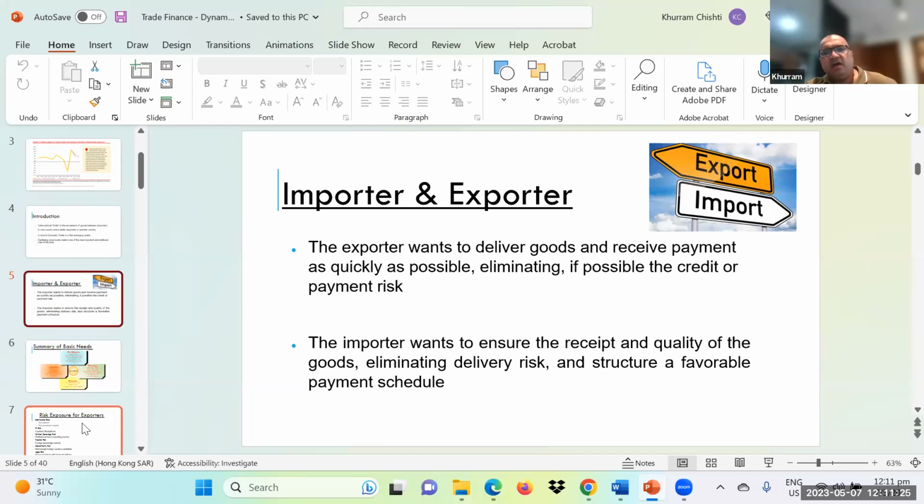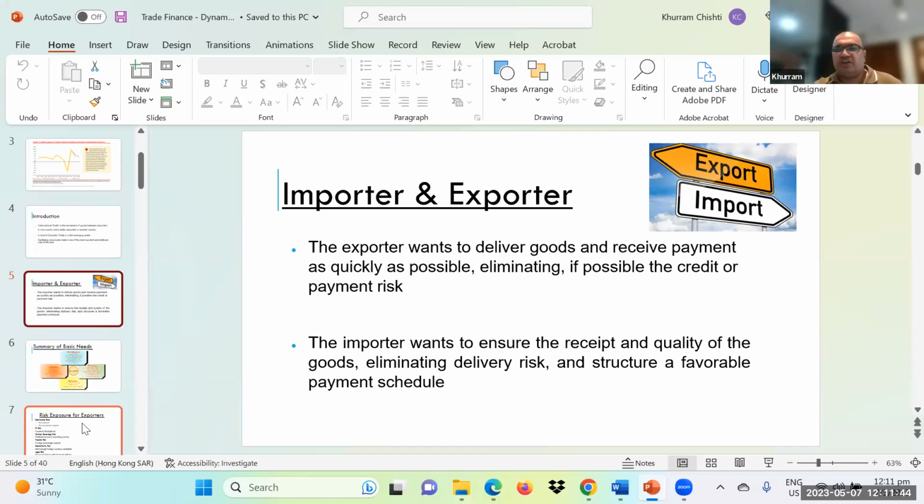So I, sitting in India, want to deliver goods and receive payment as quickly as possible, eliminating if possible credit or payment risk. All I want is that my goods reach the Almaya supermarket in the proper time, proper manner, without damage, and I get the payment in due time or before time, preferably. The importer, Almaya supermarket, wants to ensure the reception and quality of goods, eliminating delivery risk.